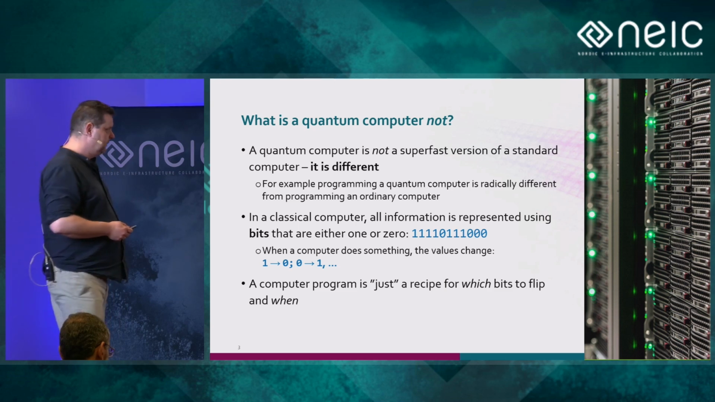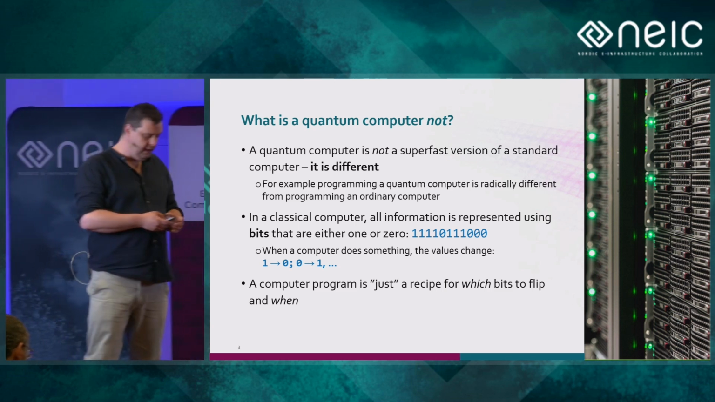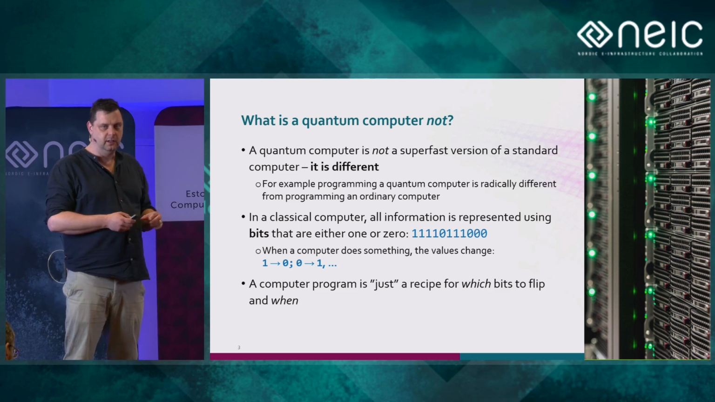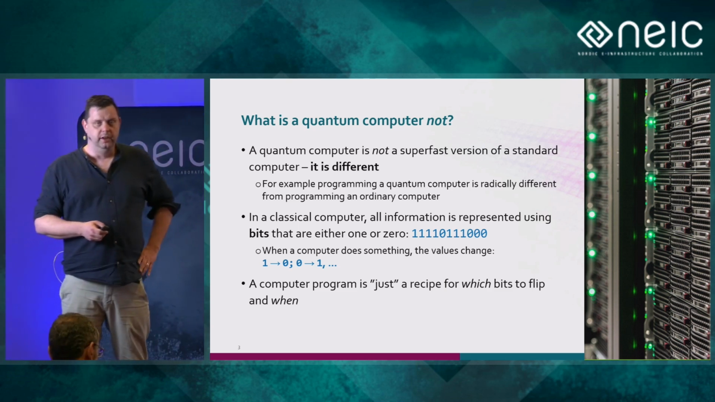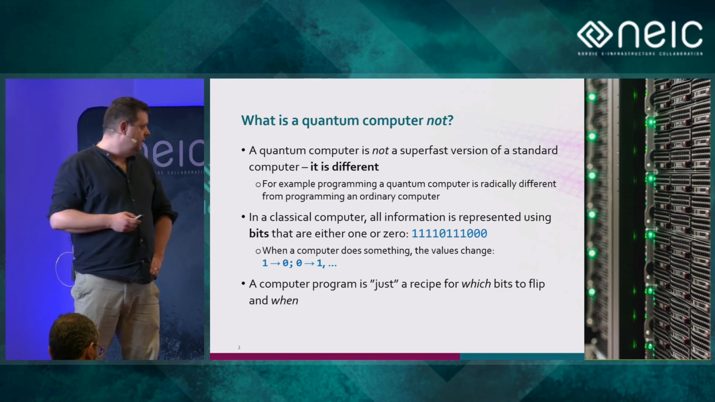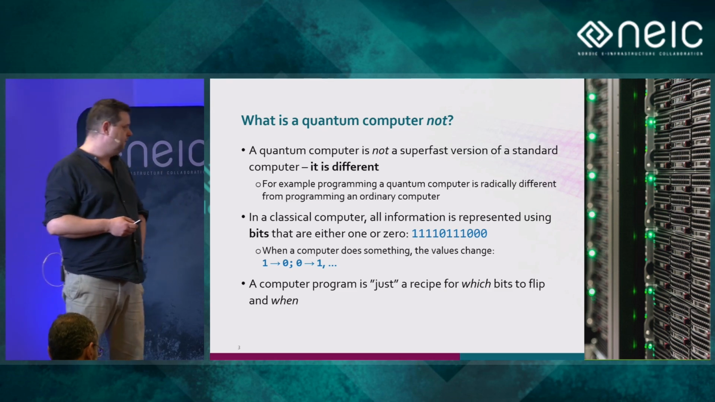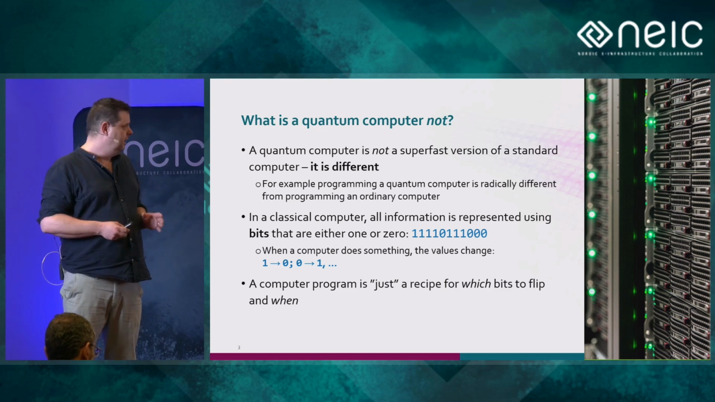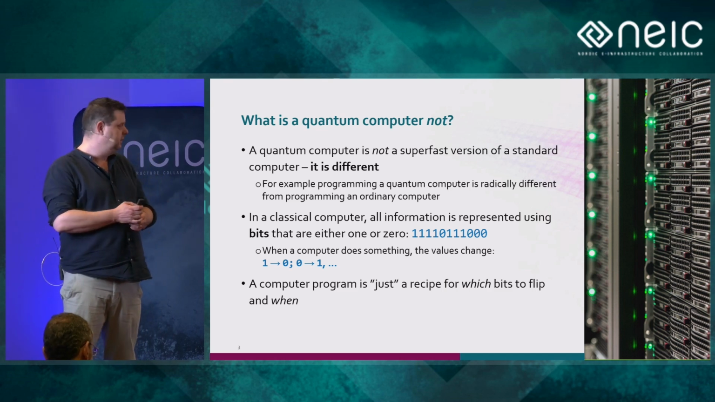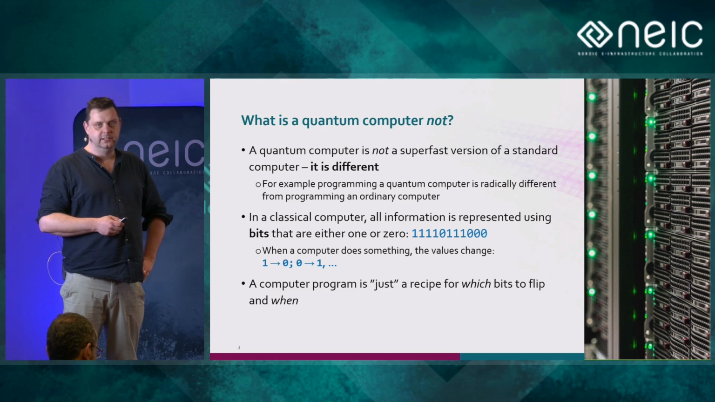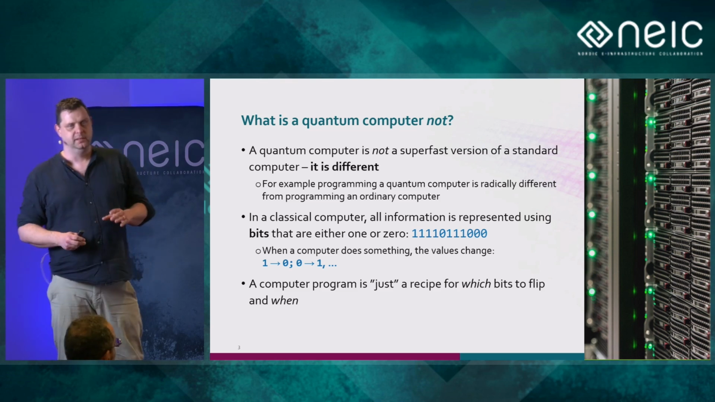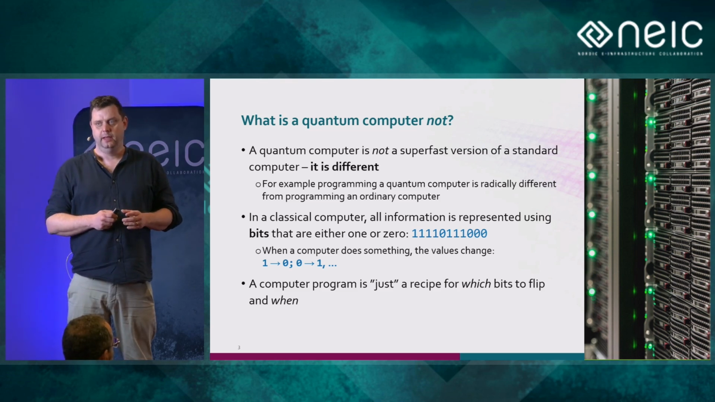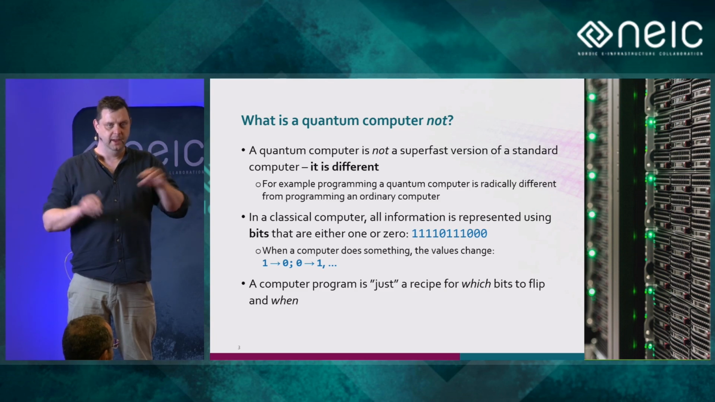For example, programming quantum computers is completely different at the basic level from programming classical computers. If you think of what a classical computer actually does when it performs a calculation, we know that all the information there is represented by bit strings of 1 or 0, and whenever a computer does something, all that happens inside the machine or the memory is that these values change. So 1s become 0s and 0s become 1s. A computer program is actually just a recipe for which bits to flip and when to do it.